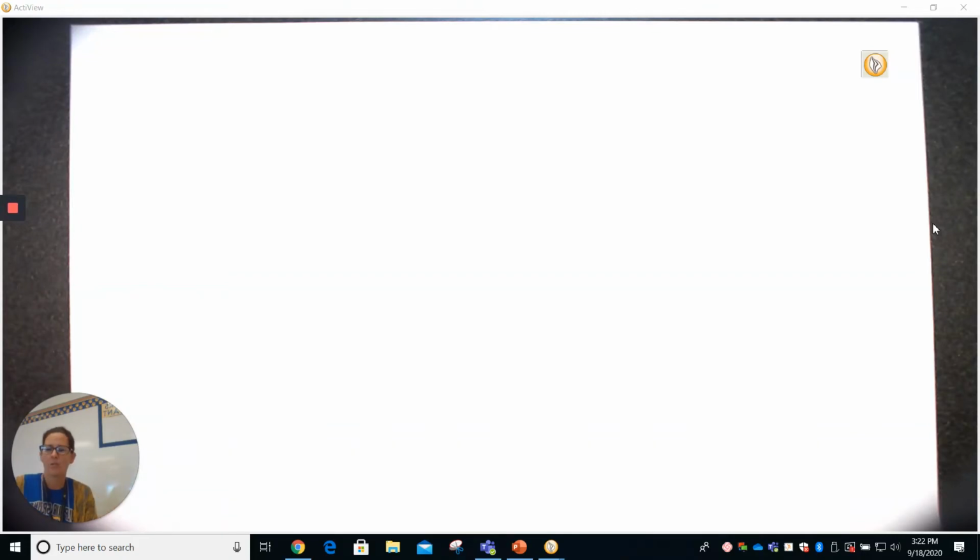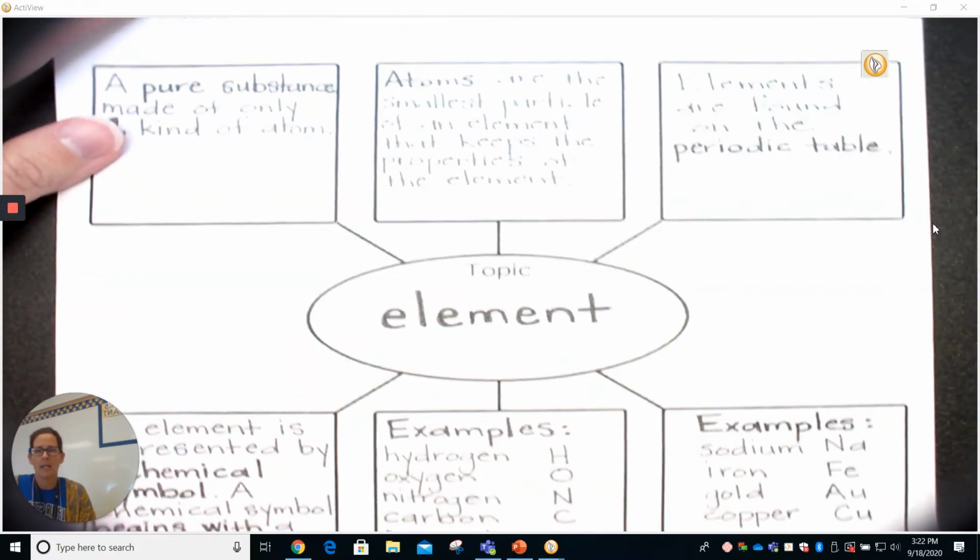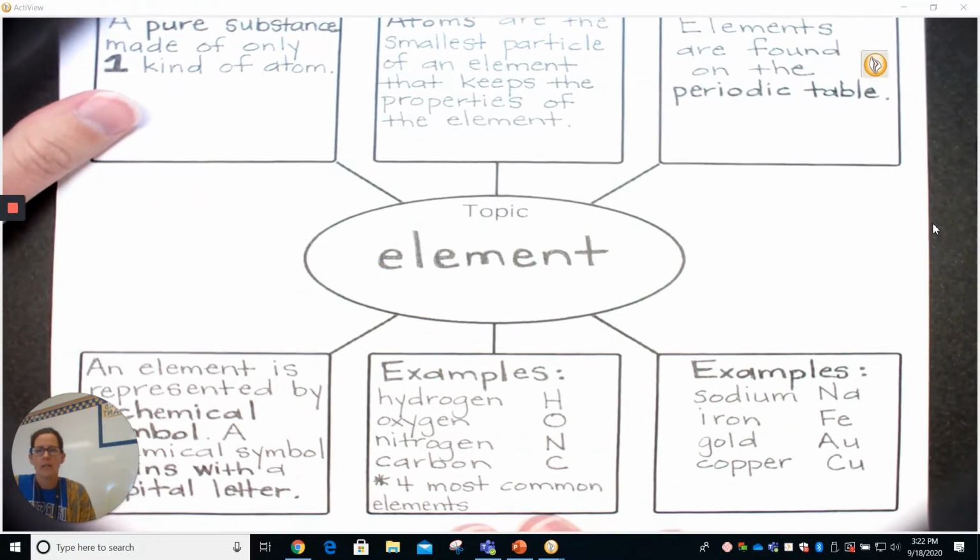Hello, ladies and gentlemen. Today we are going to be talking about elements. So we're also going to be taking some notes on elements, and I'm going to show you what the goal is for our note page. We kind of want it to look something like this.